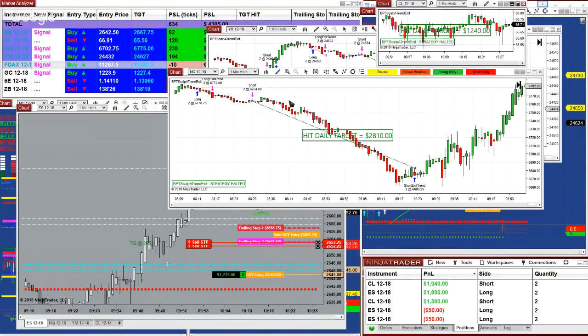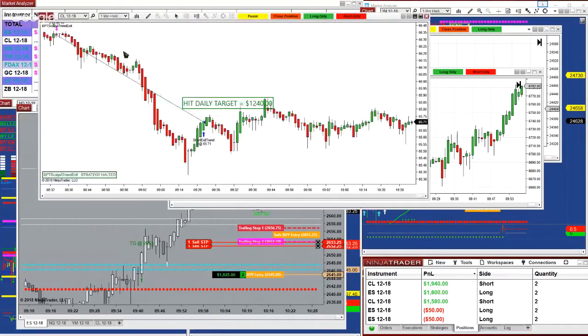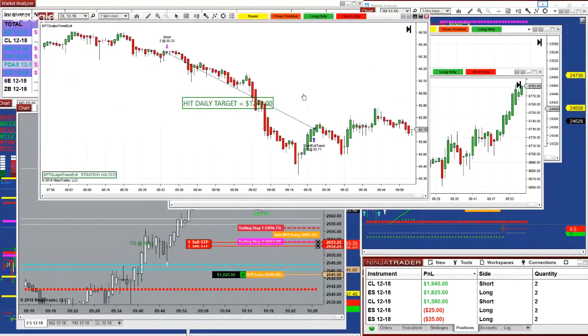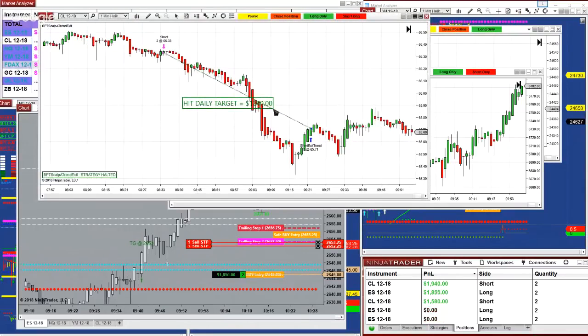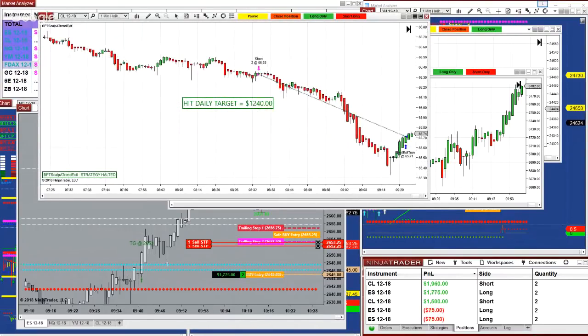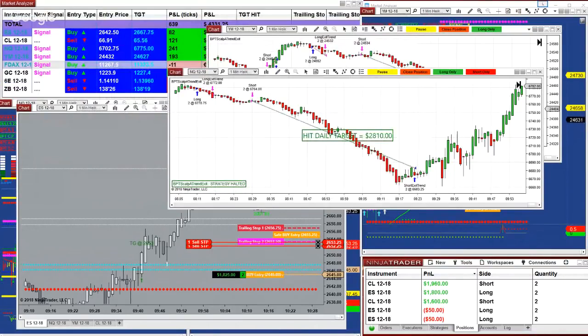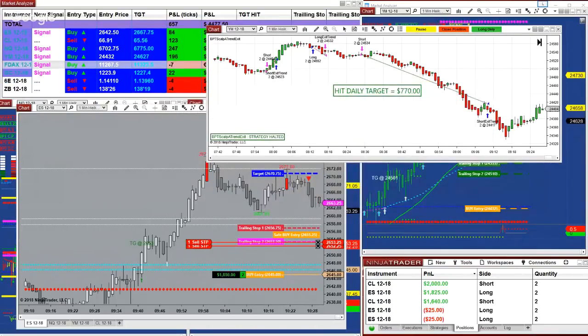And the CL, this is an unfiltered one, is 1 minute. Beautiful entry, and it happened on one trade, 1240. So this is the unfiltered 1 minute automated trading. Let's look at the filtered one.